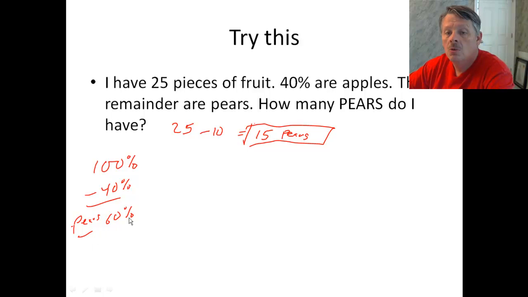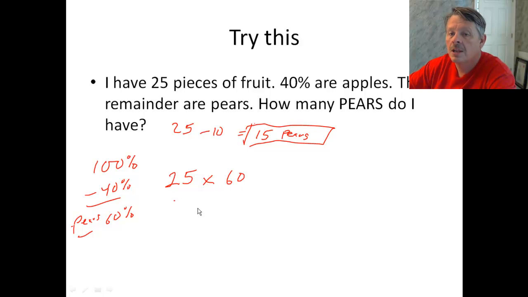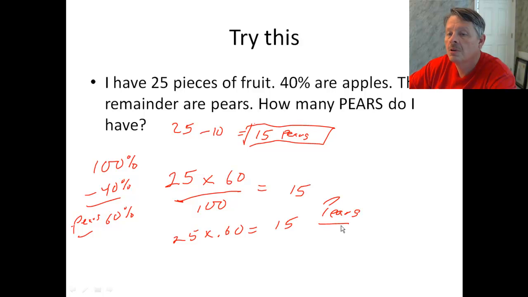Okay, well, 60%, I can take 25 pieces of fruit, multiply by 60, and divide by 100. Or I can take 25 and multiply by 0.6. Either way, these numbers will give me 15, which is my 15 pears. You may do it either way.